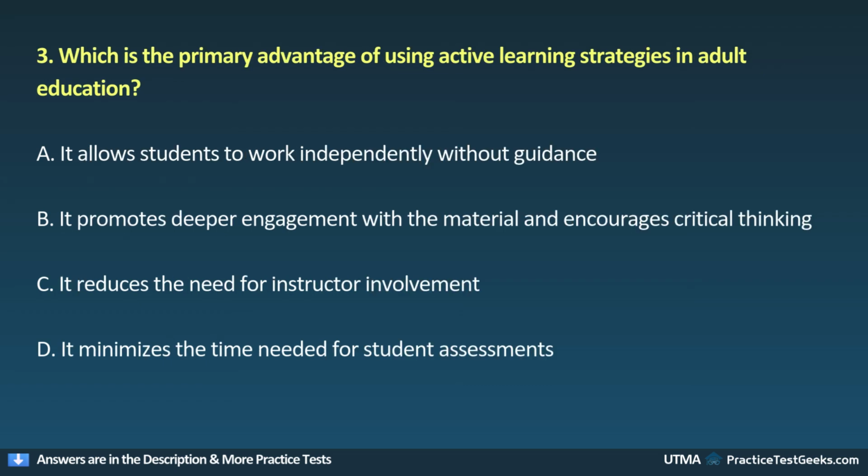3. Which is the primary advantage of using active learning strategies in adult education? A. It allows students to work independently without guidance. B. It promotes deeper engagement with the material and encourages critical thinking. C. It reduces the need for instructor involvement. D. It minimizes the time needed for student assessments.